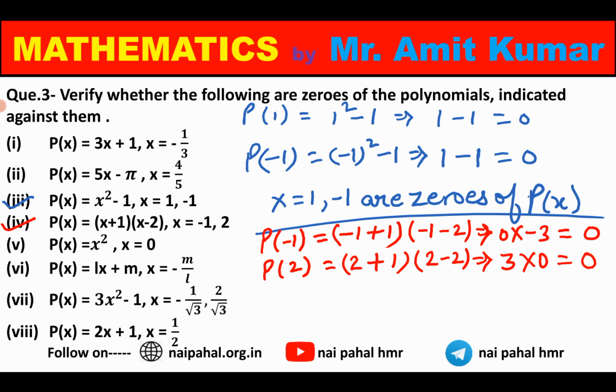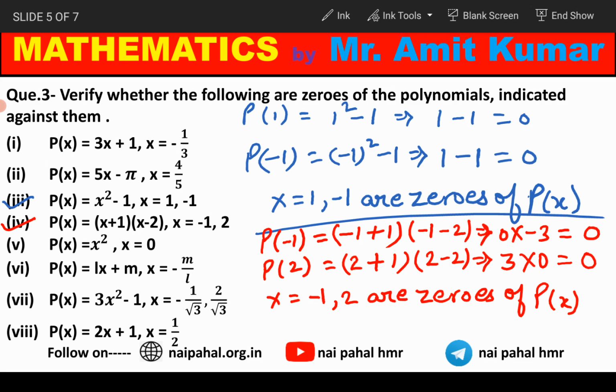So you can say that x is equal to minus 1 and 2 are zeros of Px. Let's move on to the next part.